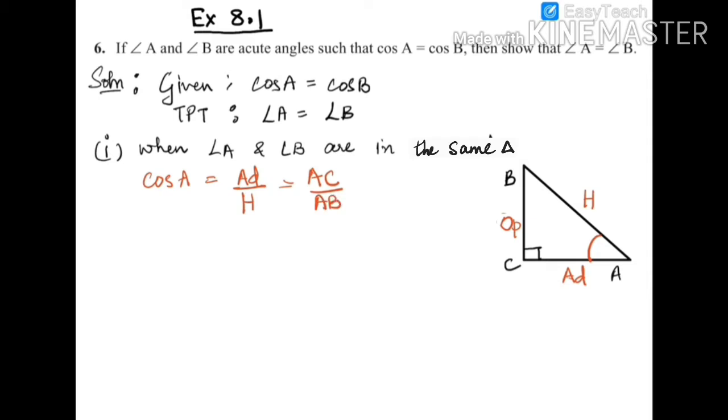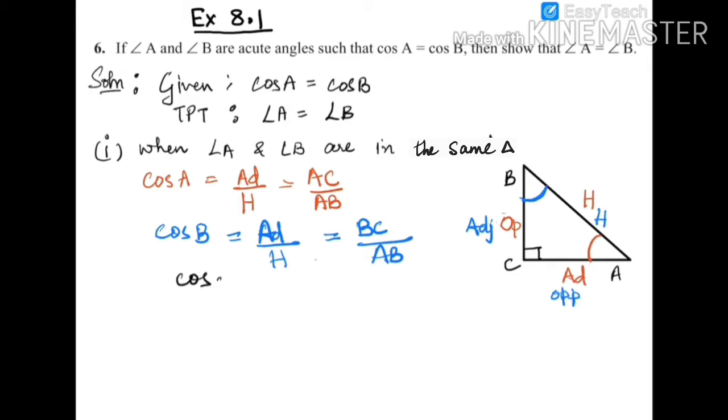Now we are going to find out cos B. So let's mark angle B in the triangle and mark the adjacent and opposite sides. So for angle B, the opposite side will be AC and the adjacent side will be BC and hypotenuse will be same, AB. So let's write down cos B. Cos B will be equal to adjacent upon hypotenuse, which is equal to BC upon AB.